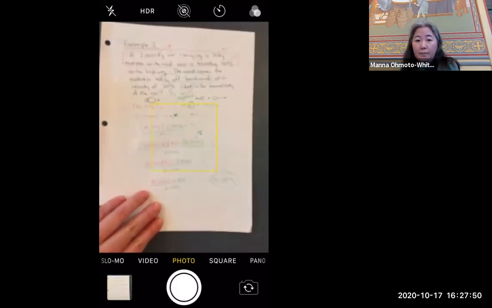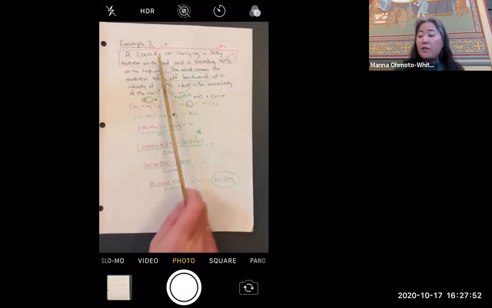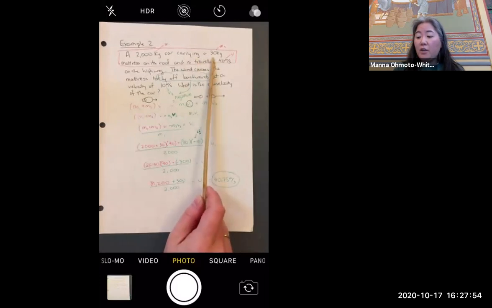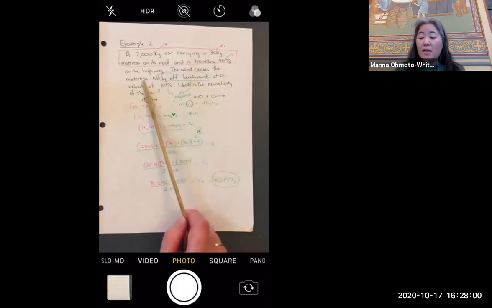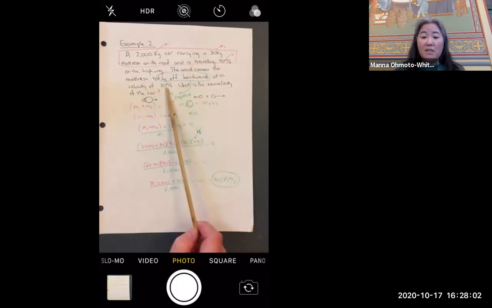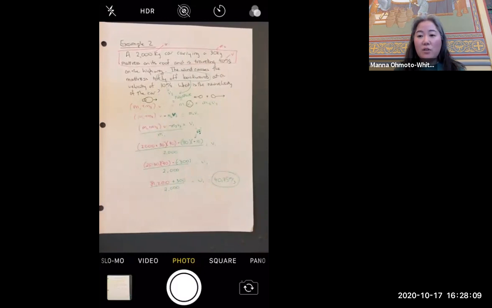Second example, I have a 2,000 kilogram car carrying a 30 kilogram mattress on its roof and is traveling 40 meters per second on the highway. The wind causes the mattress to fly off backwards at a velocity of 10 meters per second. What is the new velocity of the car? So you may have seen this on the highway. Carrying a mattress on your roof is not a good idea. It seems like a good idea, but it's one of those things that just grabs the wind, and it's so easy to fly off the car.